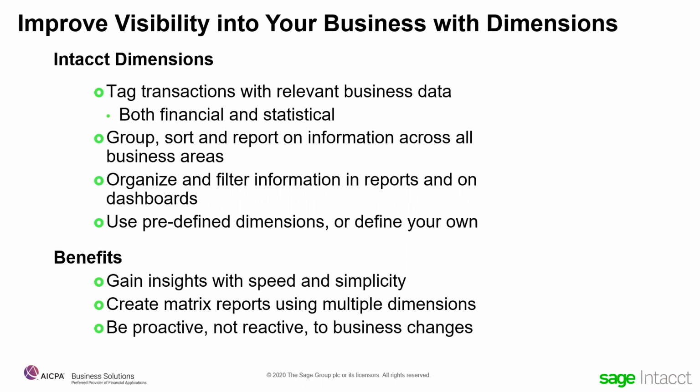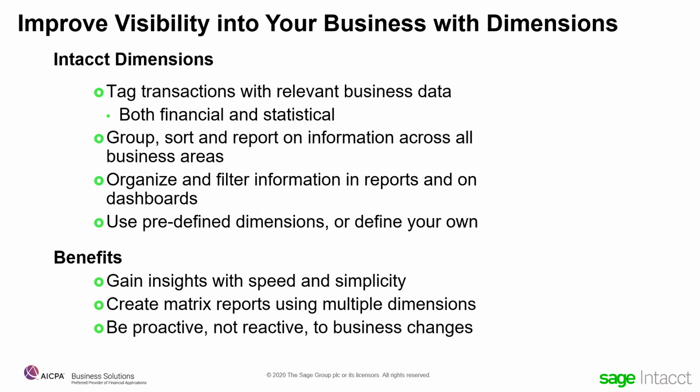So today what you're going to see is a transaction that is posted to an office supply account. It's also tagged to a department and a location and perhaps an employee. Department, location, and employee are 3 of the 11 predefined dimensions in Sage Intacct.